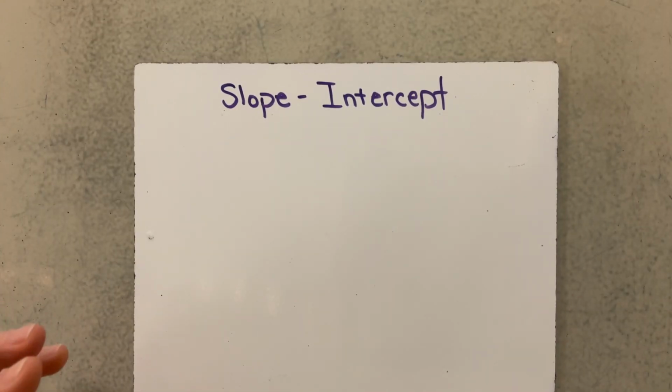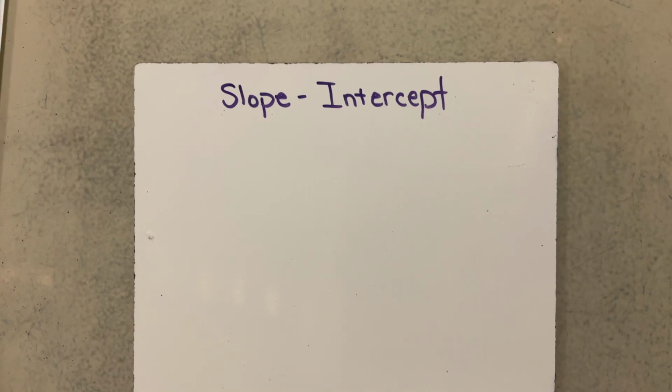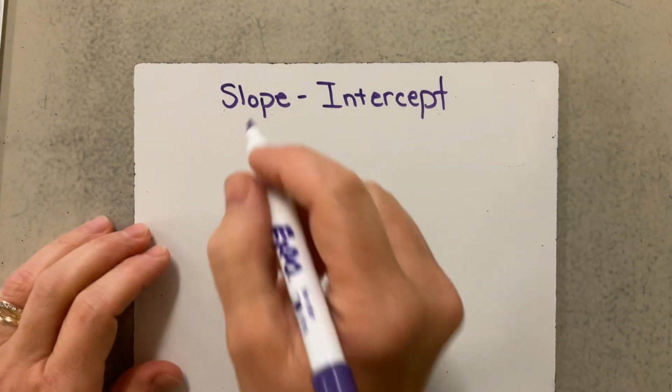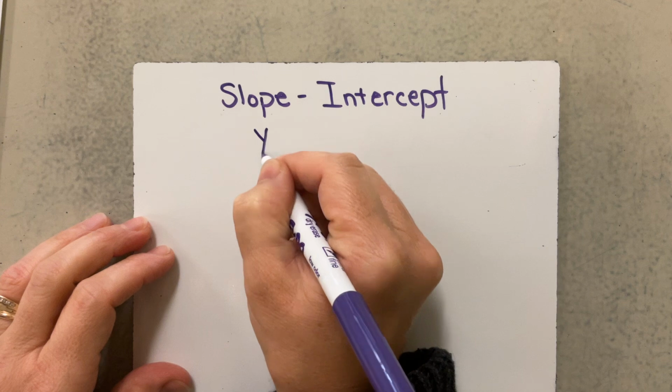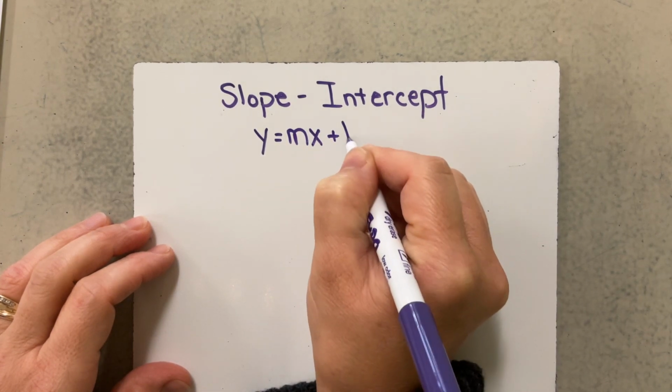Today we are going to be talking about writing slope-intercept equations. We have graphed them in our previous topic. Now we're going to look at how to write them. We know slope-intercept is y equals mx plus b.